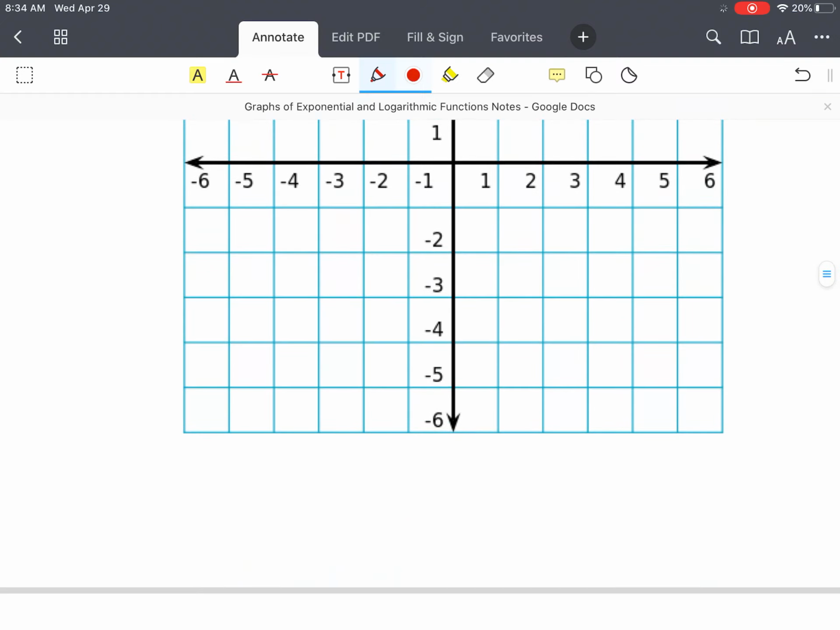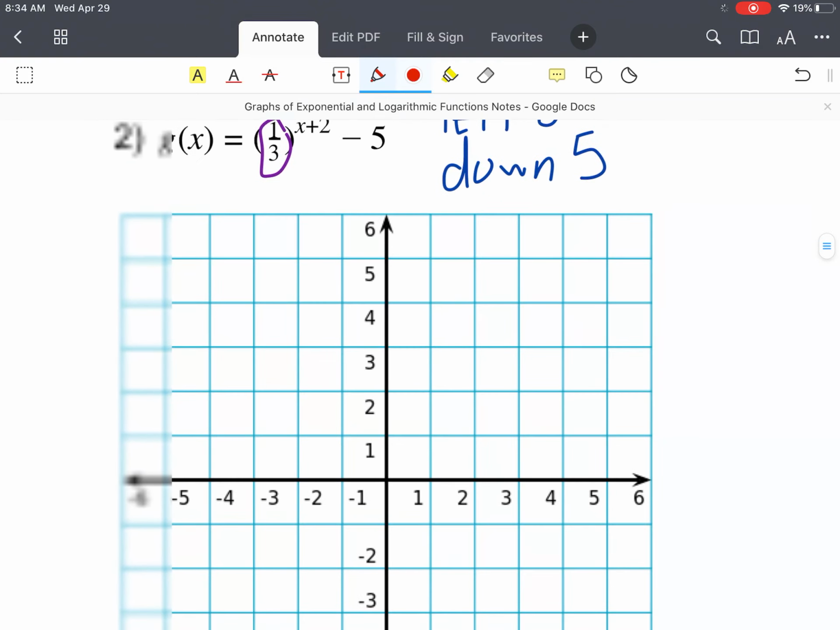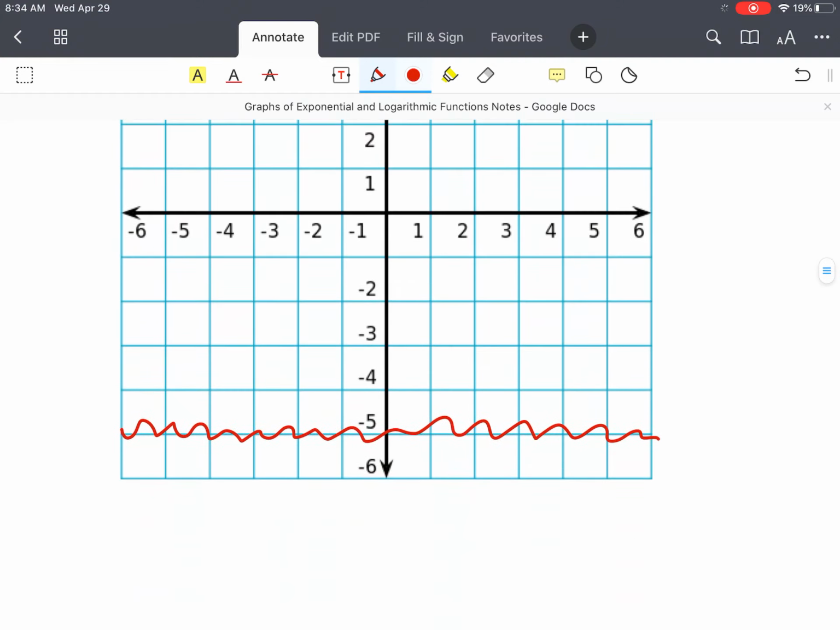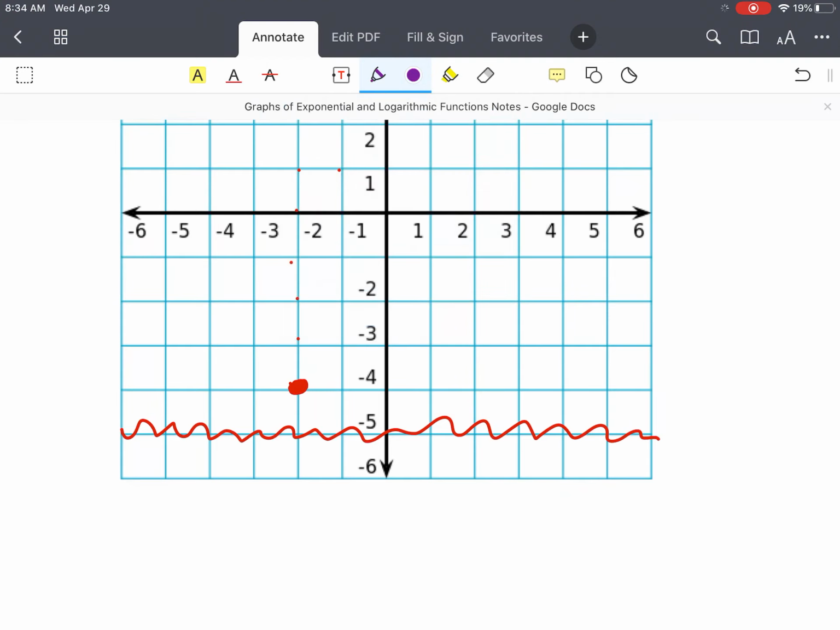So let's look at that. Now, we've already looked at the fact that the left 2 part's not going to affect our horizontal asymptote. However, that down 5 will, okay? That horizontal asymptote has moved down 5 spaces, okay? Now, the point that's normally at 0, 1 needs to move to the left 2 spots, so that's going to go to -2, and then down 5. So our point should be at -2, -4. Because that's to the left 1, 2, and down 1, 2, 3, 4, 5.